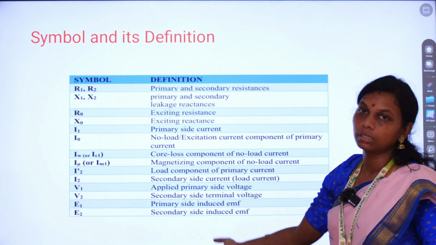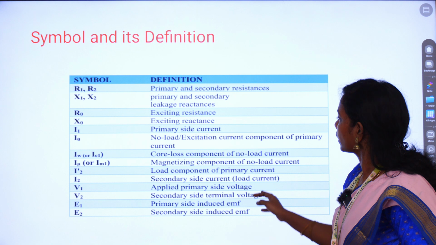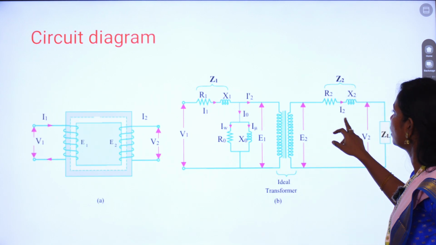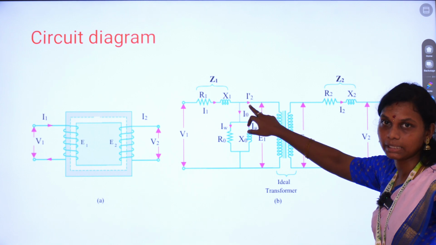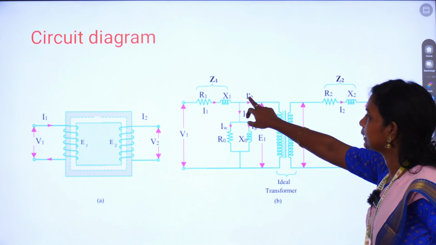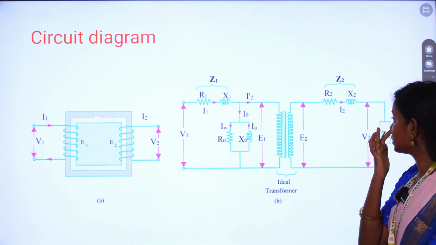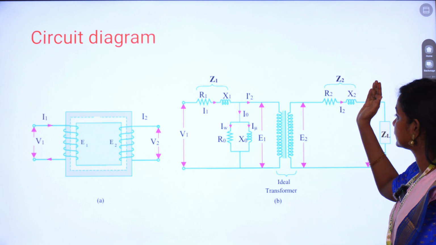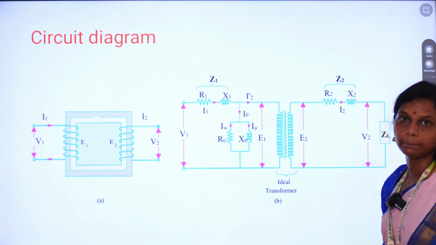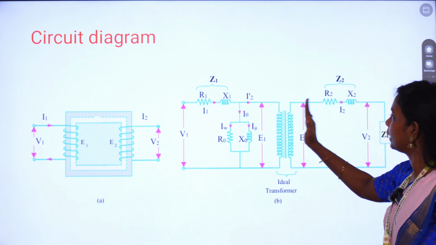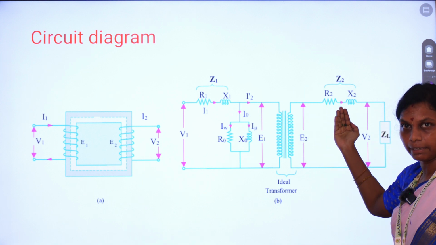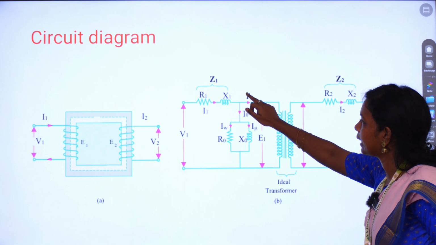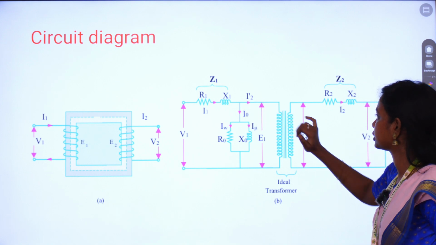It will be used for developing the phasor diagram also. And what is I2 dash? I2 dash is the current referred to the primary side. Why did we not represent it as I1 dash? Because this I2 dash is formed due to the secondary's involvement in the primary circuit. It is the secondary current which is referred to the primary circuit, so it will be represented as I2 dash.